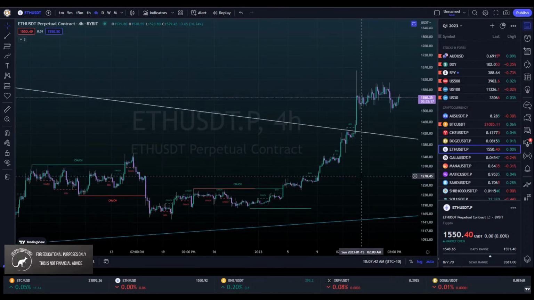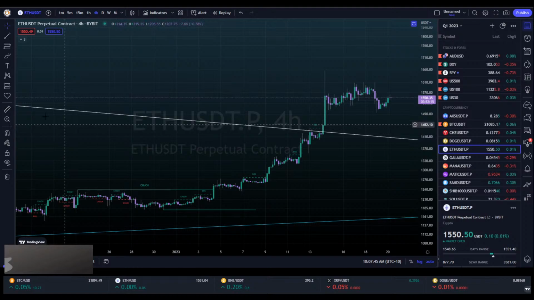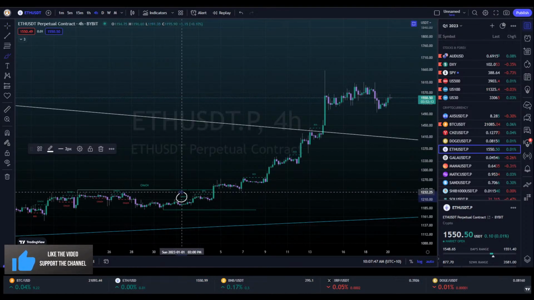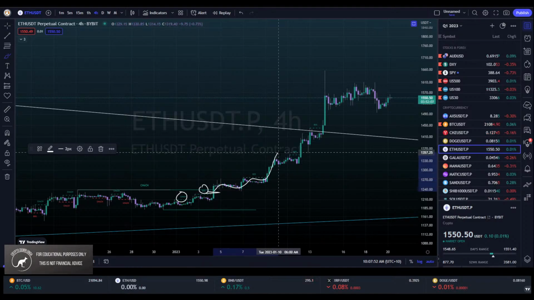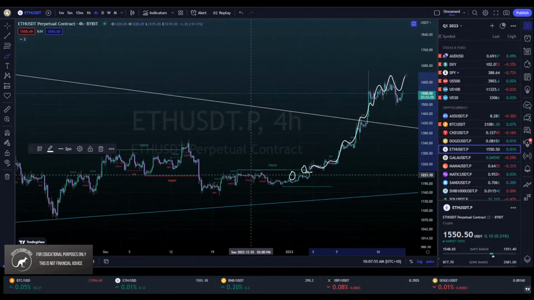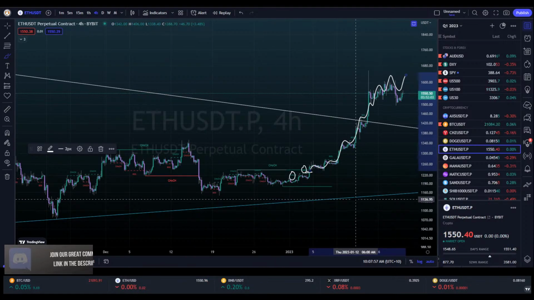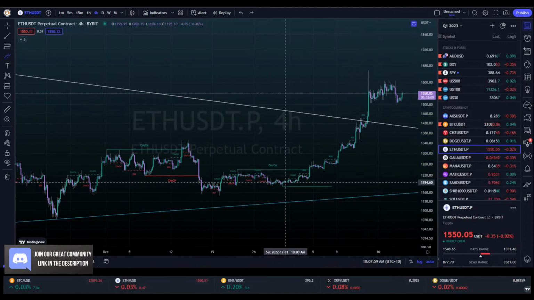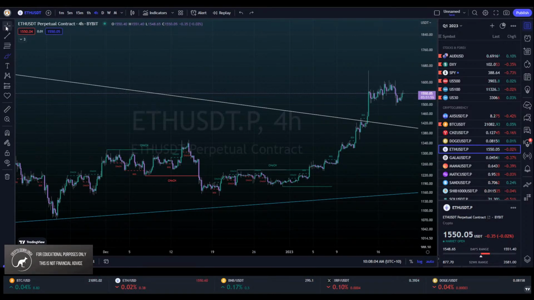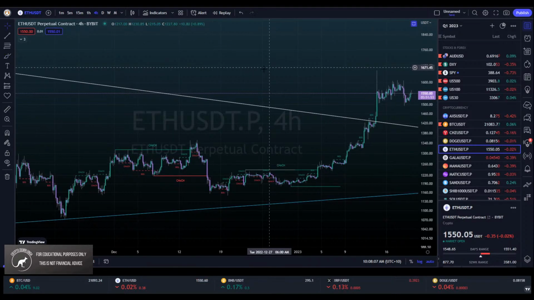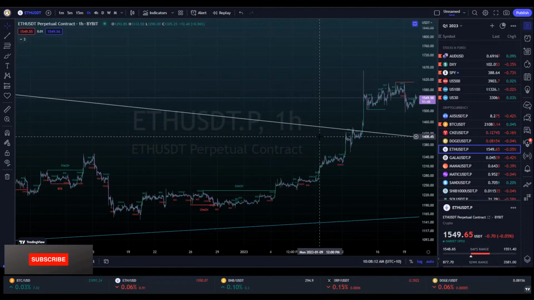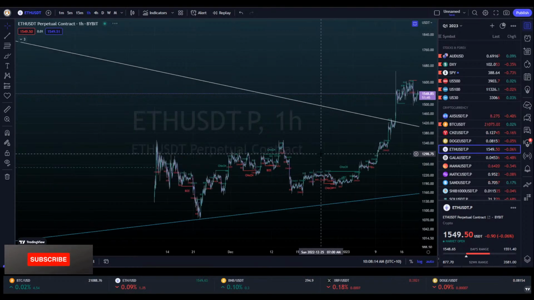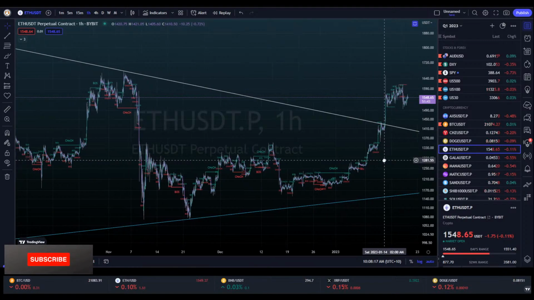I mean, cherry-picked example, right? But change of character, break of structure, enter on the break of structure, ride it until you see a change of character followed by a break of structure to the downside. So you would still be long on the 4 hour chart for Ethereum, and probably Bitcoin too, by the way. So really cool. What does the 1 hour chart look like? I think you get even more sensitivity to the direction.